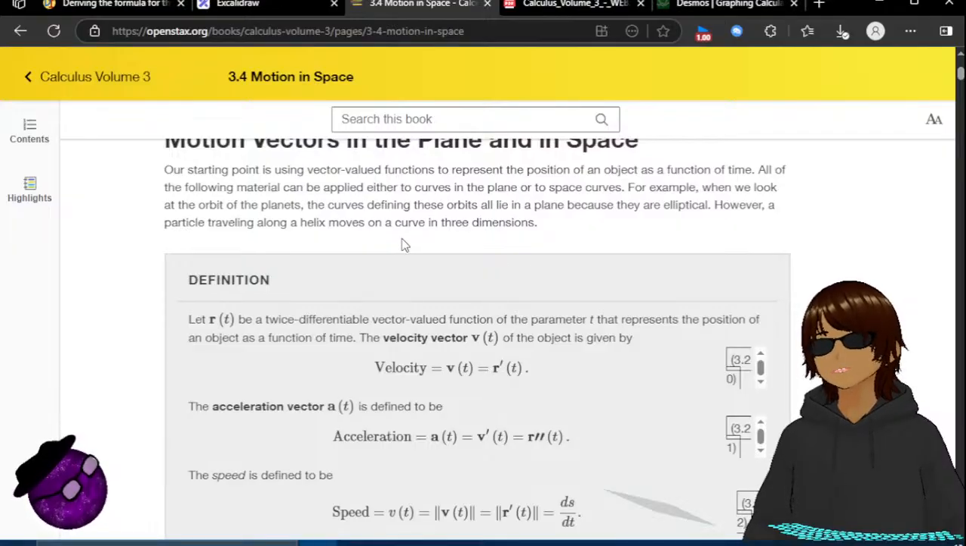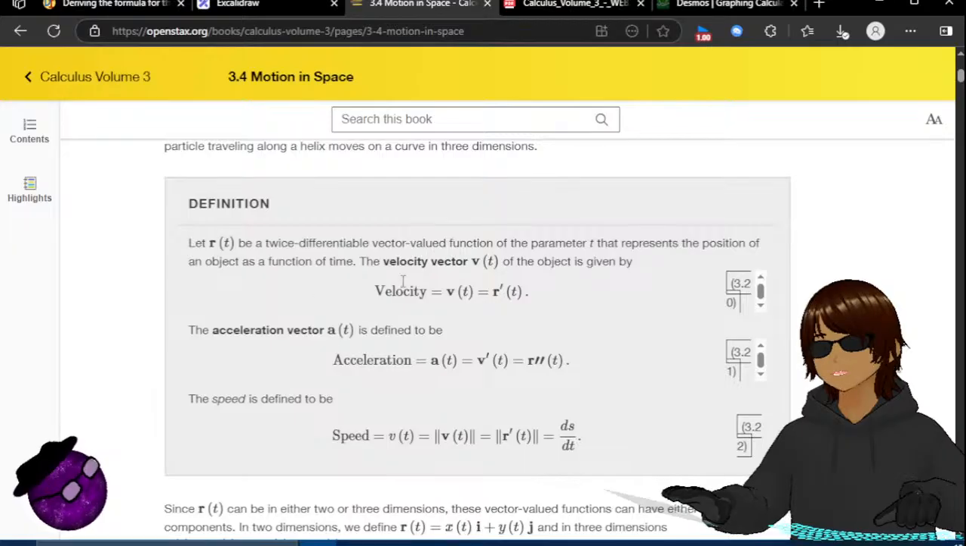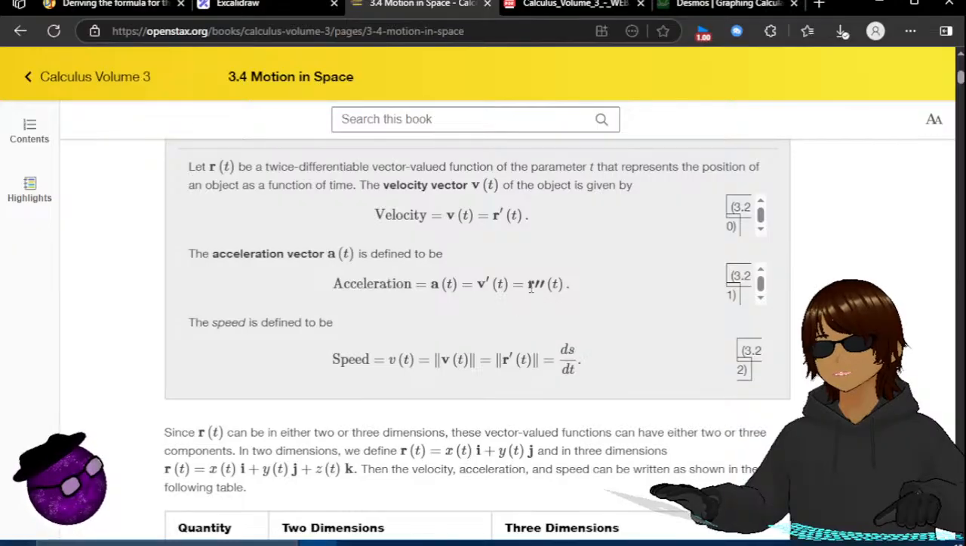Let R be a twice differentiable vector valued function of the parameter t that represents the position of an object as a function of time. The velocity vector v of the object is given by this. So R represents the position and then v is the derivative of R. The acceleration vector a is defined to be this, so the double derivative of R.